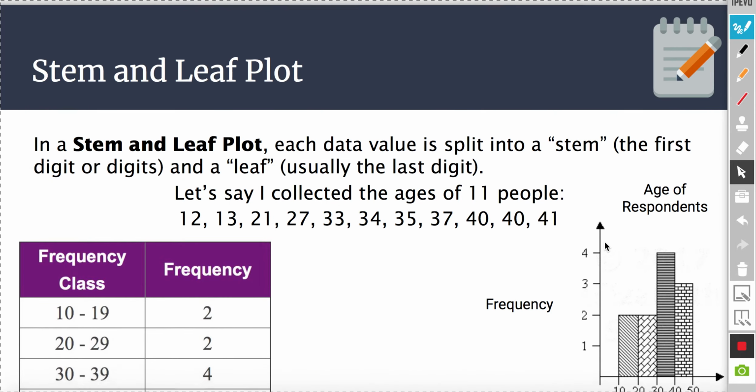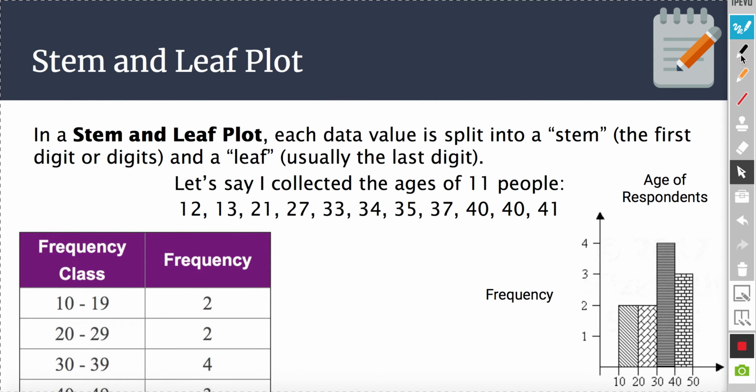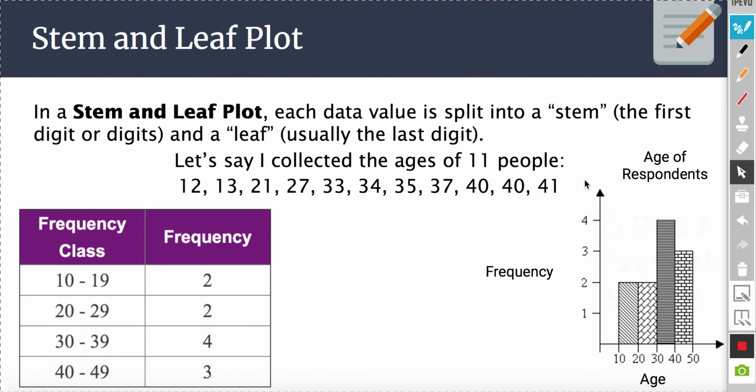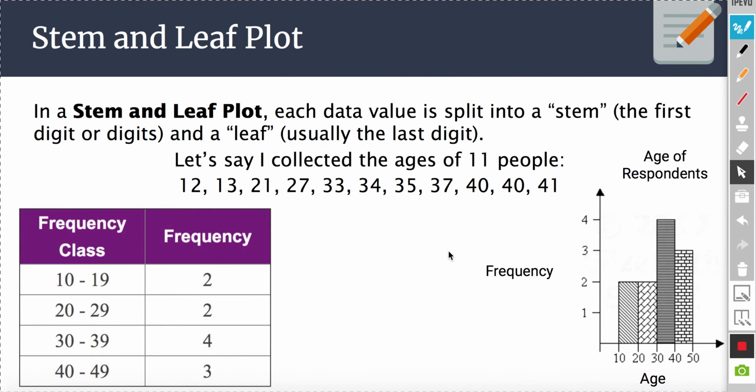All right. We also have the stem and leaf plot. You probably have seen some of these before. In a stem and leaf plot, each data value is split into what we call a stem, the first digit or digits, and a leaf, usually the last digit. So let's say I collected the ages of 11 people at some event. I got this information. I'm going to go ahead and make what's called a frequency table. That's oftentimes a good thing to do for this quantitative data. You can do it for the histogram too, and it helps you chunk these things into classes, if you will, intervals.